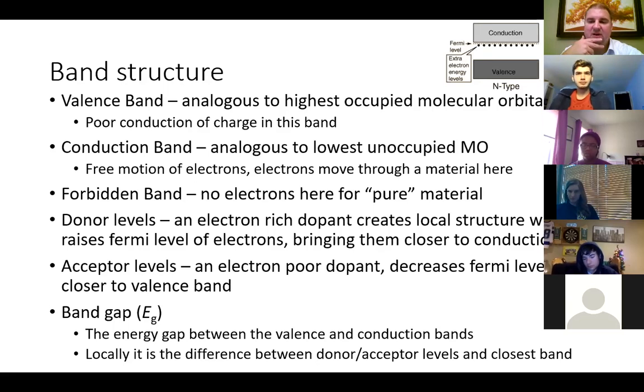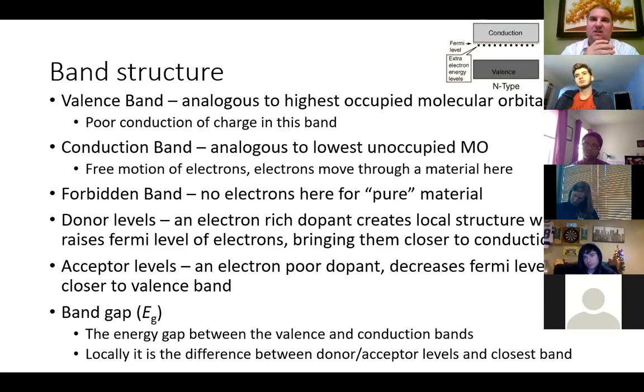One key thing to note here is that we don't have these acceptors or donors throughout the whole material. It's not creating a whole new band. It's just one local spot with a few atoms around where one of those atoms happens to have an extra electron to give away. Or one atom with a few other atoms around where one of those atoms happens to have an electron missing, okay?